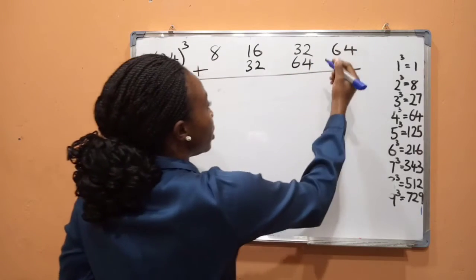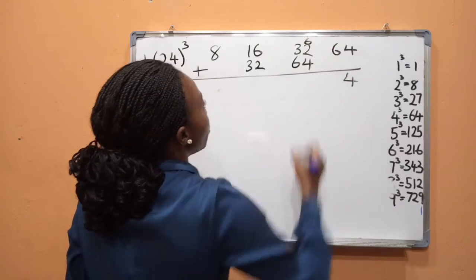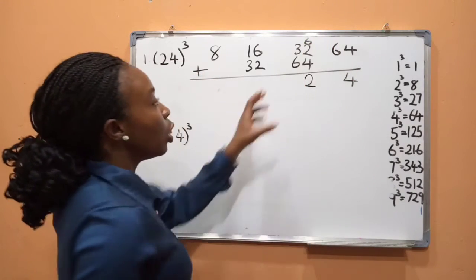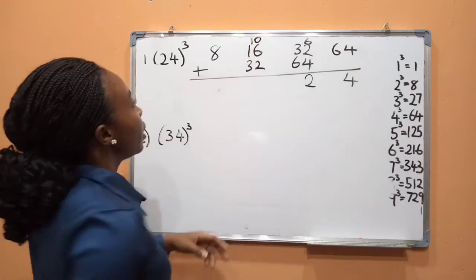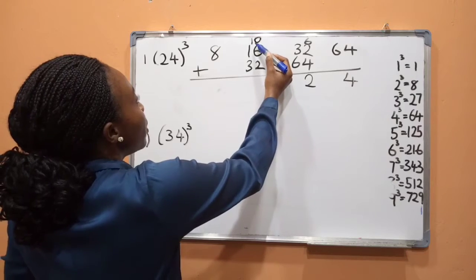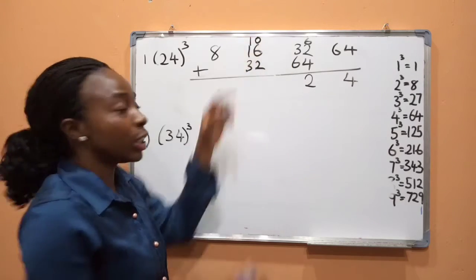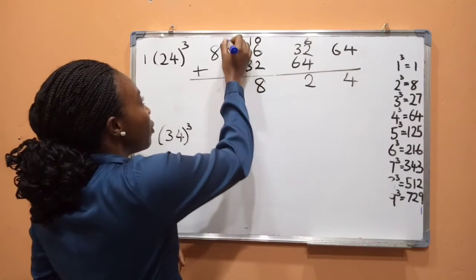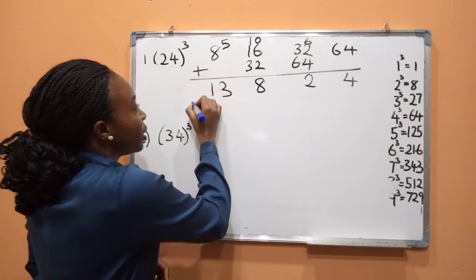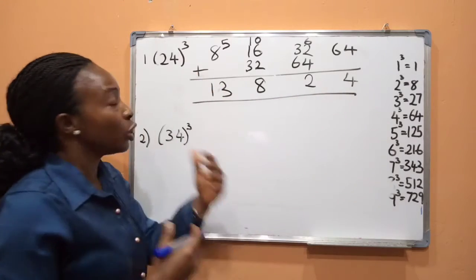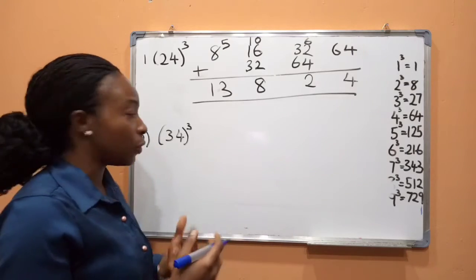So 64 plus 0 gives us 64. You write 4 and you carry 6. So we are going to have 102. And then we write 2 and carry 10. And then we come here, we're going to have 16 plus 32 gives us 48. 48 plus 10 gives us 58. So write 8 and carry 5. Now, 5 plus 8 gives us 13. So we write 13. So it's really easy. So you can go ahead and practice for more numbers like 54, 64, and the rest.